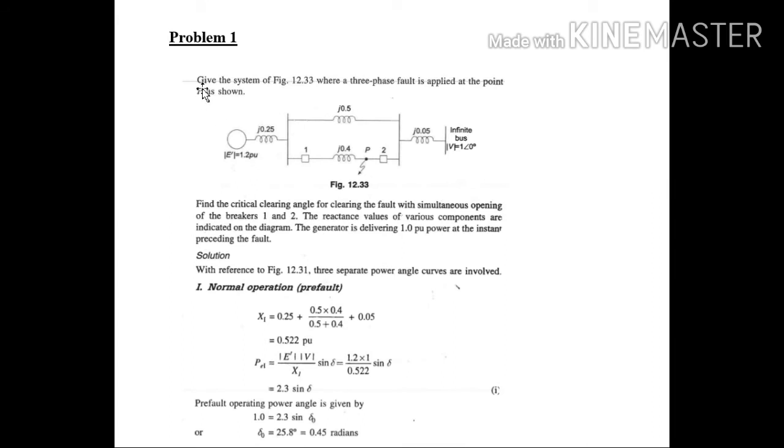Then come to the problem sheet. Let us start with the first problem. You can easily read this problem. Three-phase fault is applied at the point P. This fault is not occurring in the middle of the transmission line.